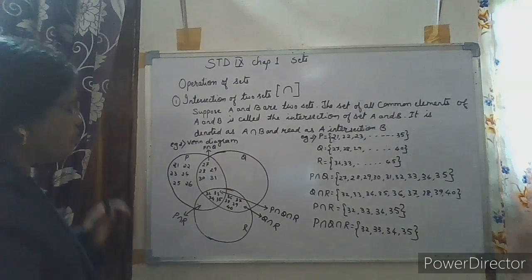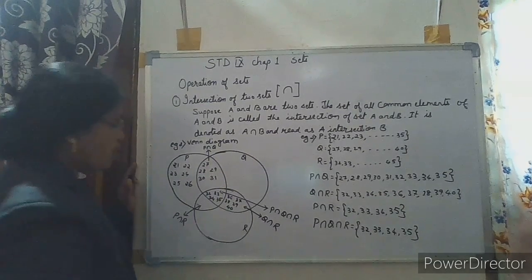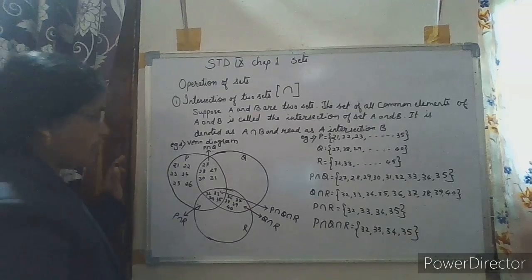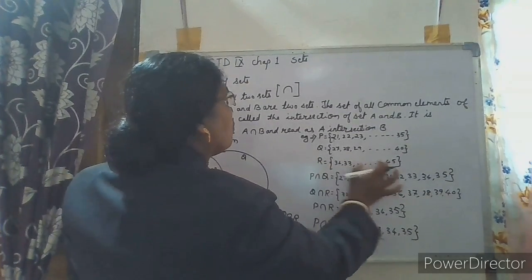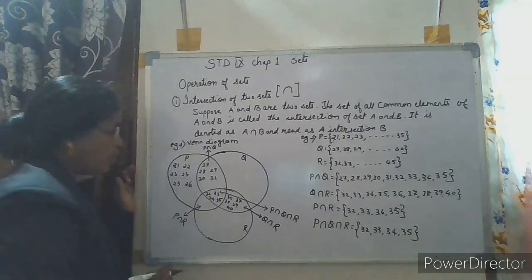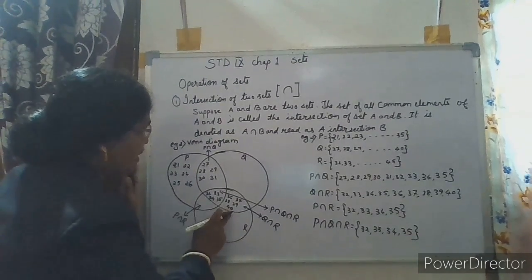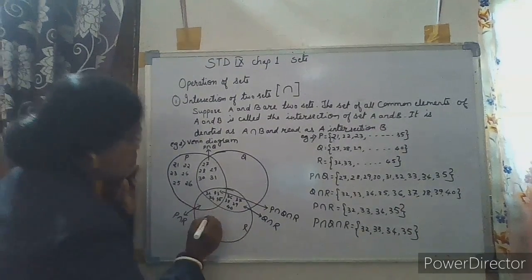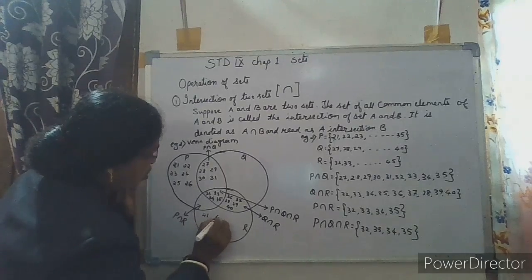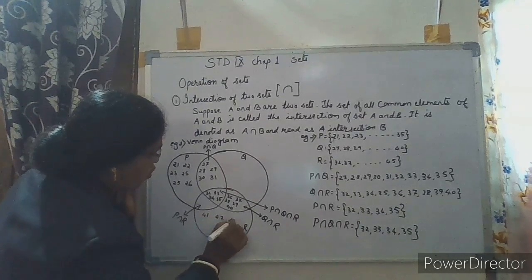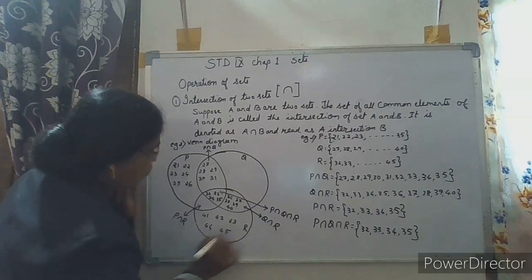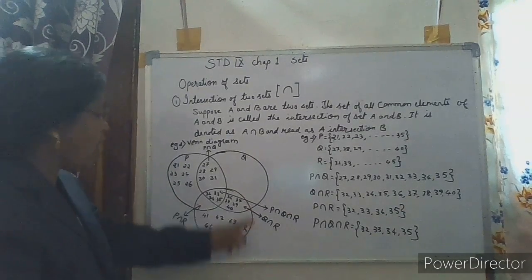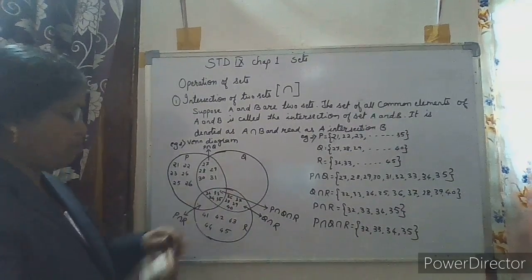Here nothing is remaining. Then come to this set R. Set R is containing 32 to 45. 32 to 40 is here. So 41, 42, 43, 44, 45. Now set R is also completed.